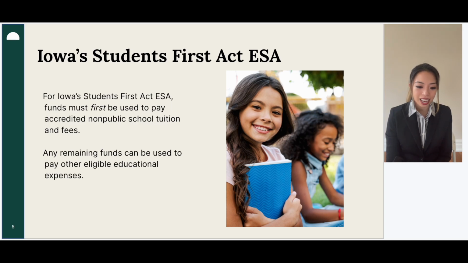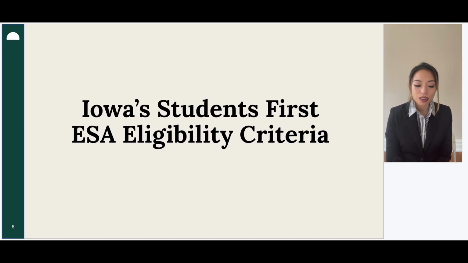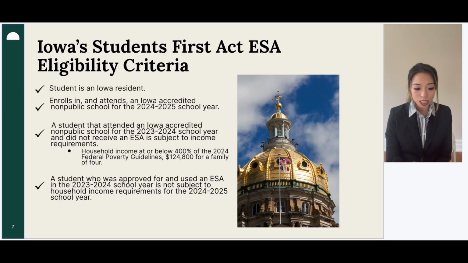So let's take a look at ESA eligibility criteria for the Iowa's Students First Act ESA. In order to be eligible, a student must first be an Iowa resident. That student must also enroll in and attend an Iowa-accredited non-public school for the upcoming 2024 to 2025 school year. If that student previously attended an Iowa-accredited non-public school for the 2023 to 2024 school year and did not receive an ESA, an income check will be required.